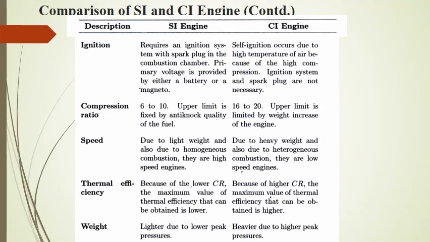Now the compression ratio of the SI engine has a value ranging from 6 to 10. Why do we not go beyond 10 or a particular value? Because knocking starts. As the compression ratio increases beyond a certain limit, knocking starts. So the upper limit is basically fixed by the anti-knock quality of the fuel.